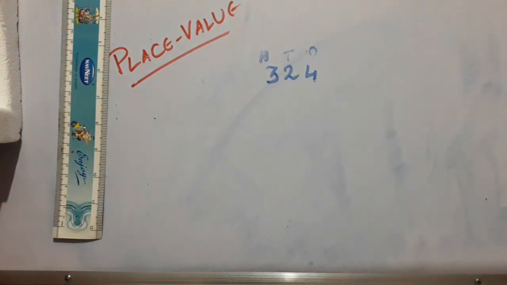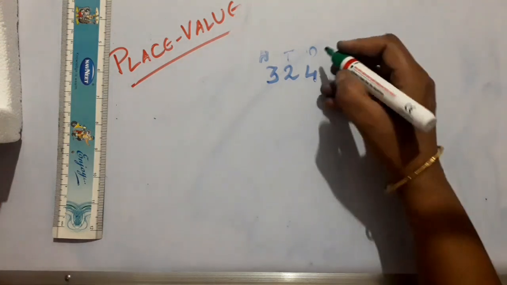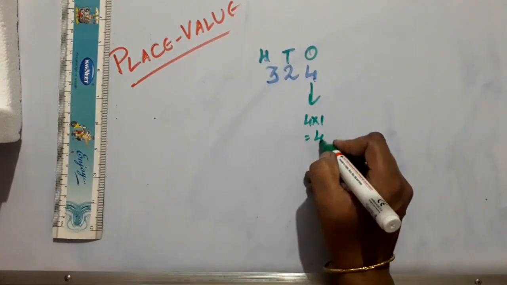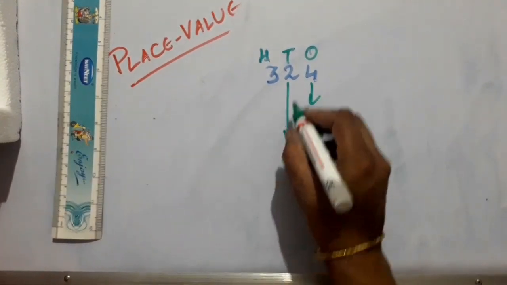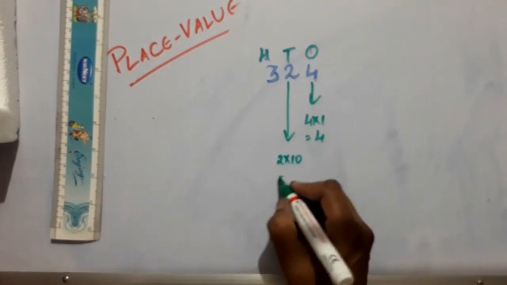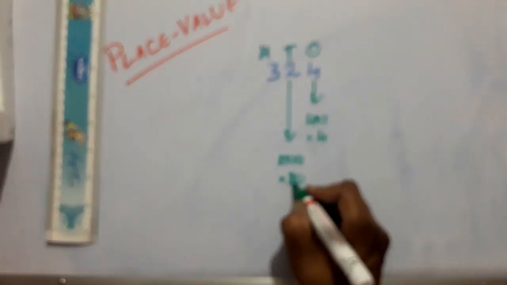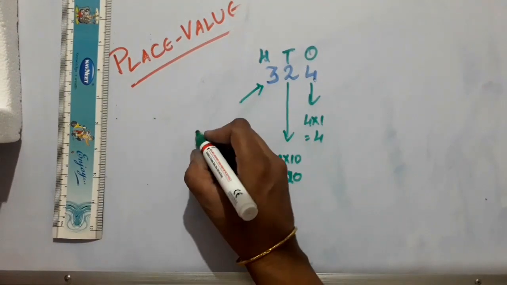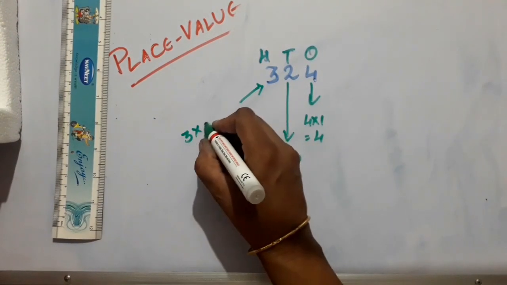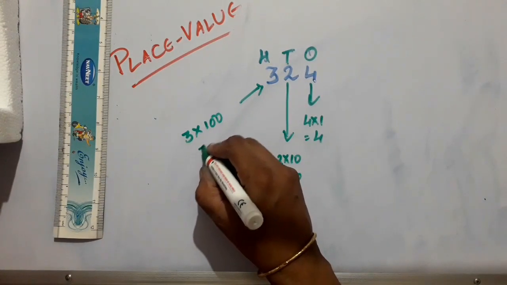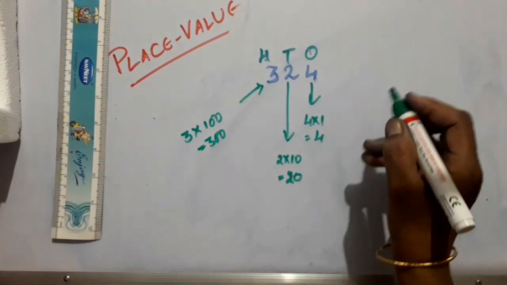So here, what is the place value of 4? That is 4 into 1, 4. 2 is in tens place. Place value of 2 will be 2 into 10, that is 20. Place value of 3, as 3 is in hundreds place, will be 3 into 100, that is equal to 300. Fine.